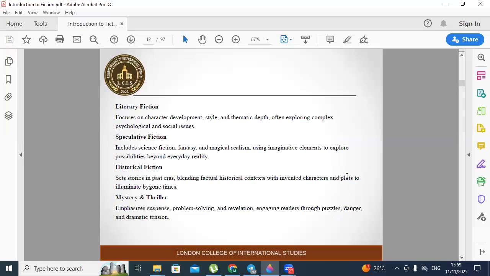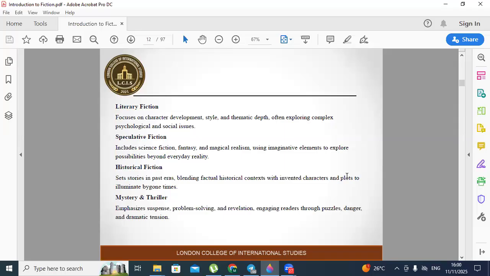Major categories. I'm speaking about genres. So within these forms, fiction divides into various genres, categories defined by subject matter and conventions. Literary fiction focuses on character development, stylistic sophistication, and thematic depth. Literary fiction often explores complex psychological and social issues, prioritizing artistic achievement over plot-driven entertainment. Think of authors like Virginia Woolf, James Baldwin, or Kazuo Ishiguro.